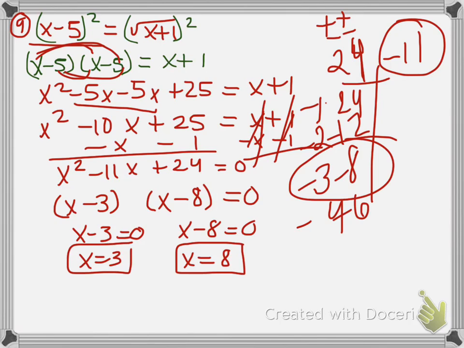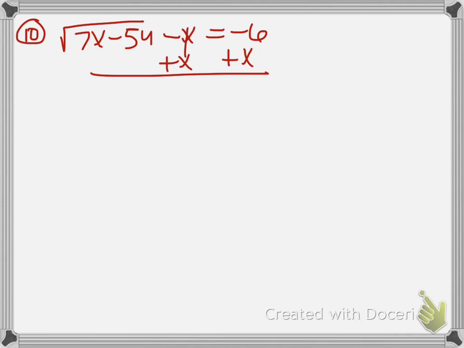Each of the problems on your worksheet corresponds exactly to each problem in this video or on your spiral, because you should be writing this in your notes. The last problem, problem number 10: the square root of 7x minus 54, minus x, that minus x is outside, equals negative 6. In order to get rid of the square root, I must move that negative x over by adding x to both sides. So I end up with the square root of 7x minus 54 equals x minus 6.